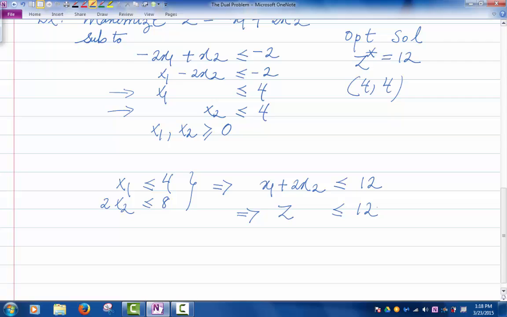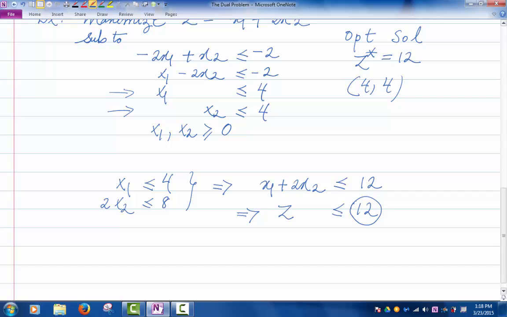Am I making sense? So this is an upper bound. So I obtained an upper bound w for z. Is that making sense? So the way I am obtaining it, I am adding the third one to twice the fourth one, and getting this bound.